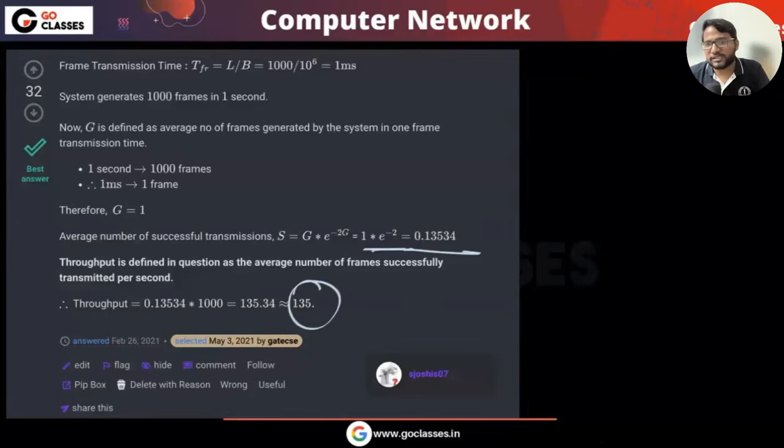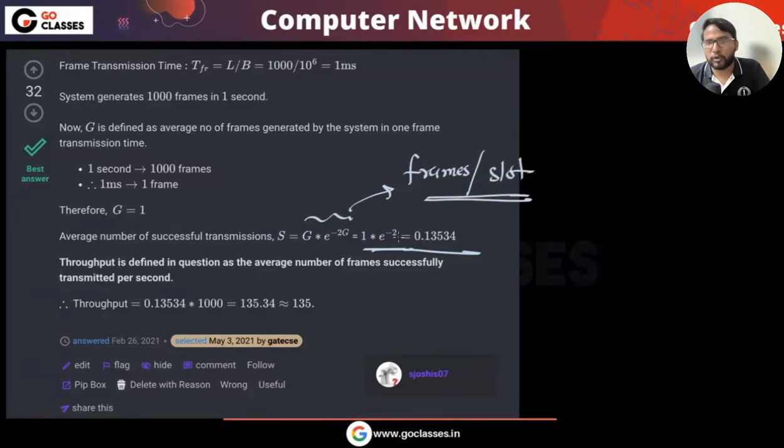This was a very easy question. Once you know how to calculate this G, what this G is, then you can easily calculate this, right? And what is the formula of throughput? And what is the unit of this throughput? This is frames per slot, right? The unit of this throughput is frames per slot. And that's how you can easily solve this question, right?